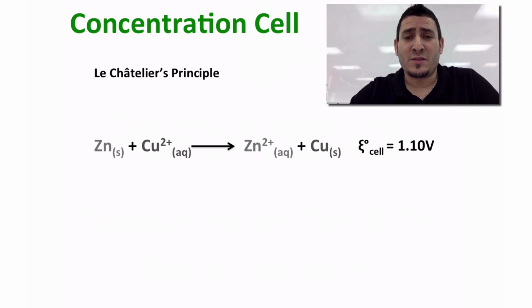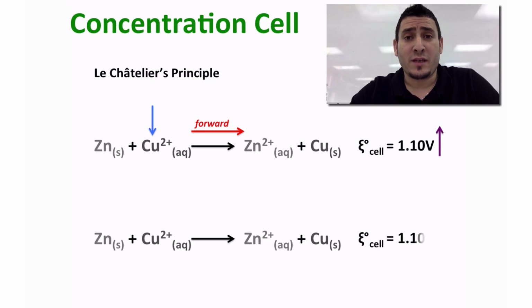According to Le Chatelier's principle, if we increase the concentration of Cu2+, the reaction will favor the forward direction, and therefore the cell potential will increase. However, if we increase the concentration of Zn2+, which is a product, the reaction will favor the reverse direction, and therefore the cell potential will decrease.